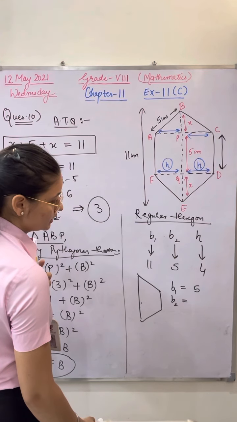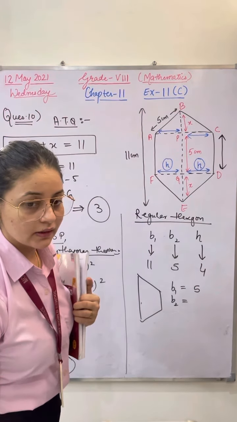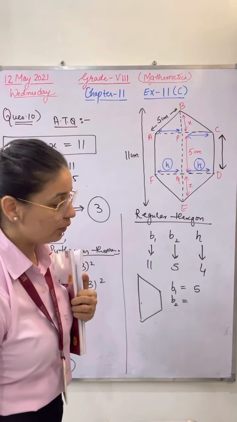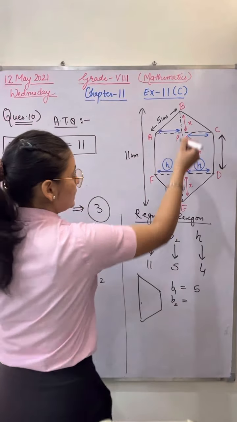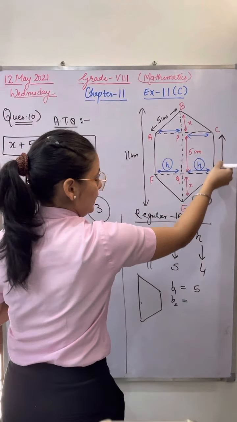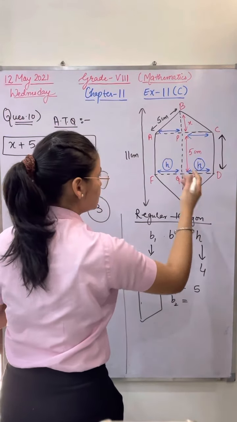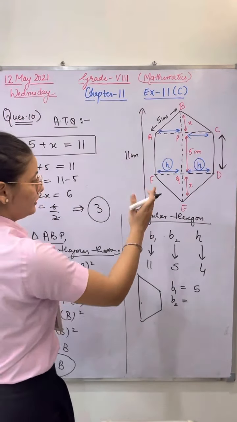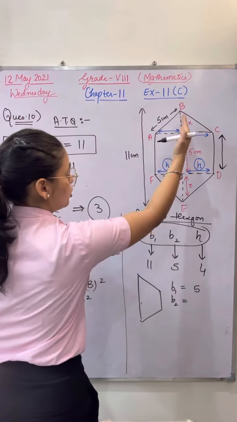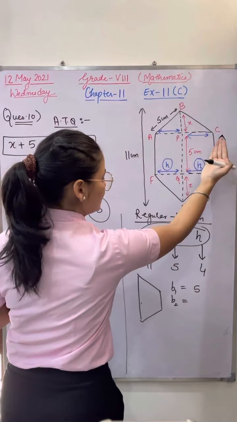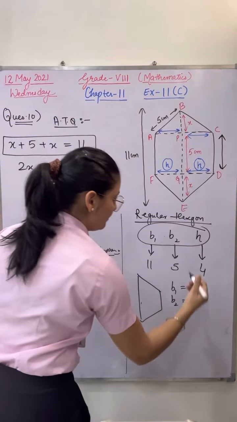Ma'am, B2 is 4. How B2 is 4? This is B1, this is B2. Okay. 4 plus 5 plus 4. This is just now we have written here. Whatever the B1, B2 are there of this trapezium, same is there of this trapezium. But this is 5 and this is complete 11.